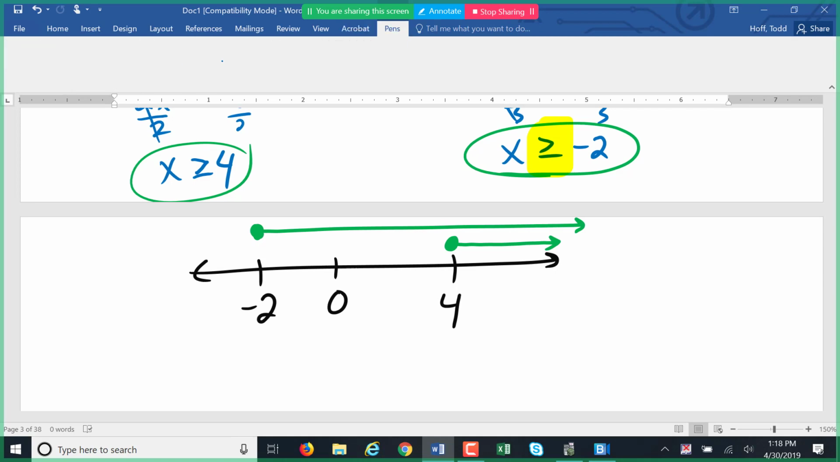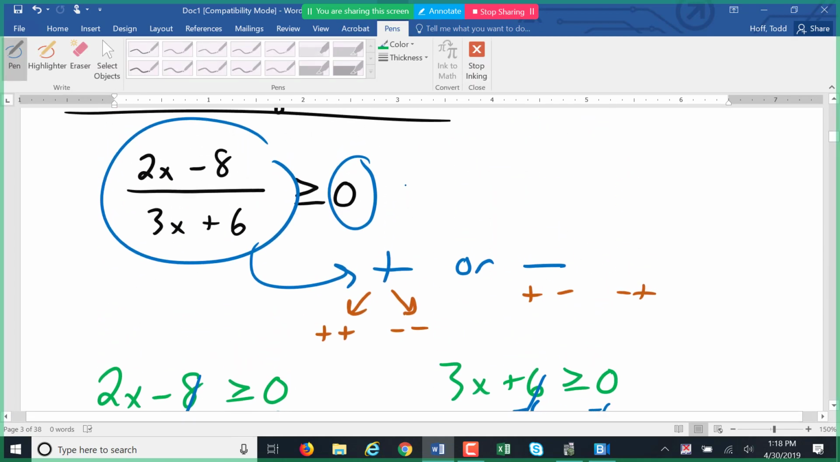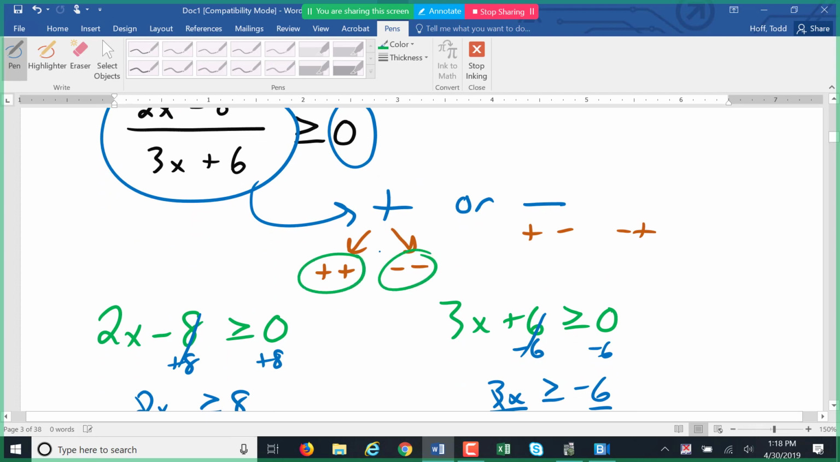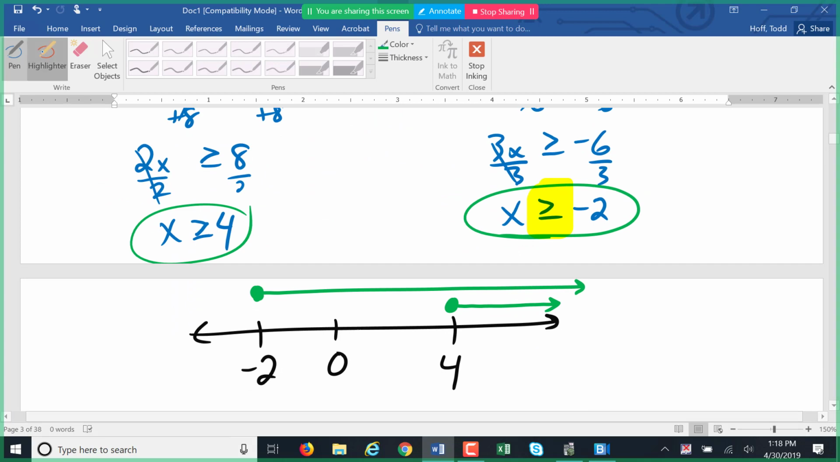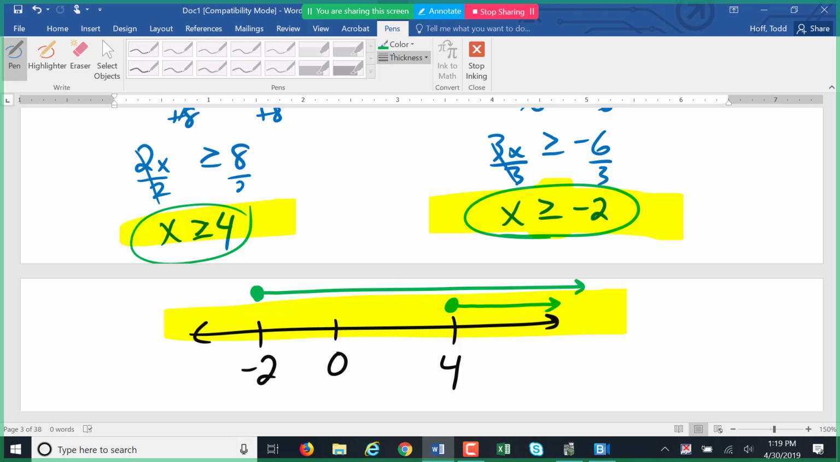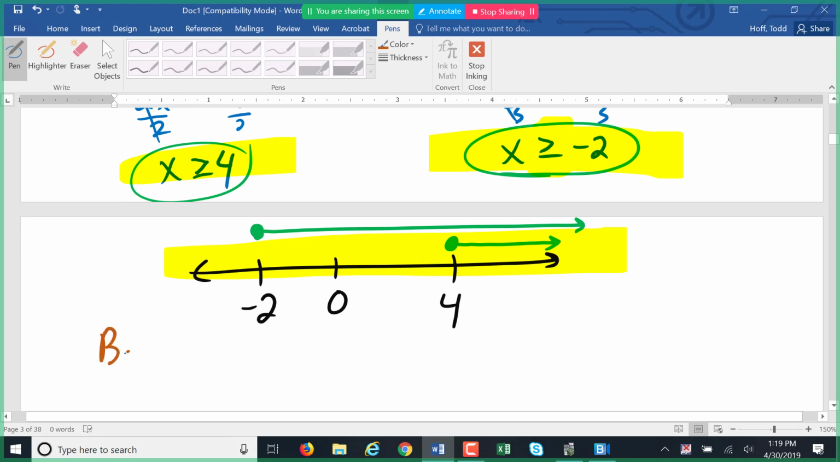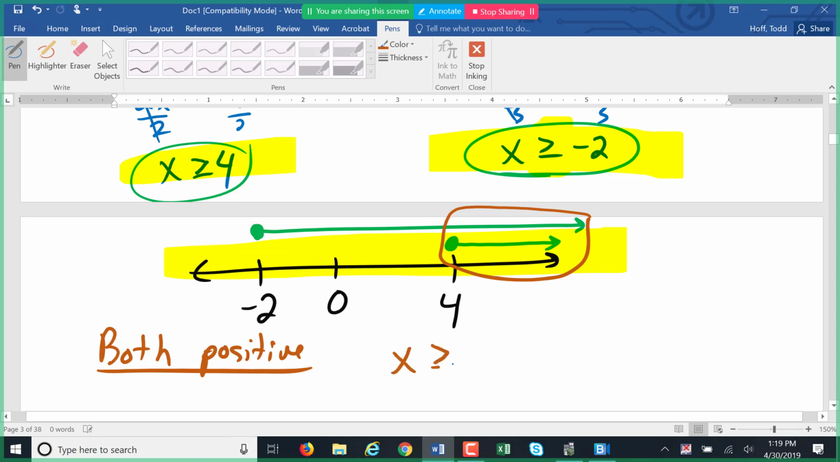Now remember up here, we said we either need both to be positive or both to be negative. So the green sections, think of this as being two separate graphs. Down here, the green section is where that first one is positive. The white section over on this other side here is where it's negative. For the top one, the green section is where this is positive. The white section over here is where it's negative. So where on this overlapping number line are both positive? Well, right up here. Both are positive here where x is greater than or equal to 4.